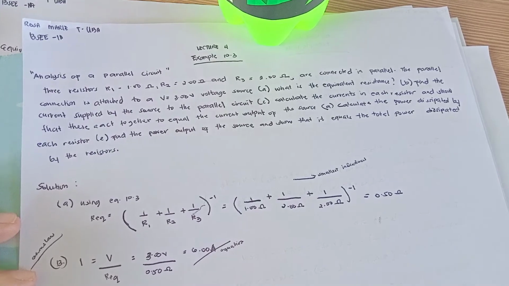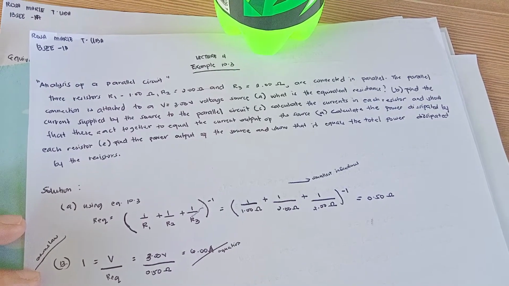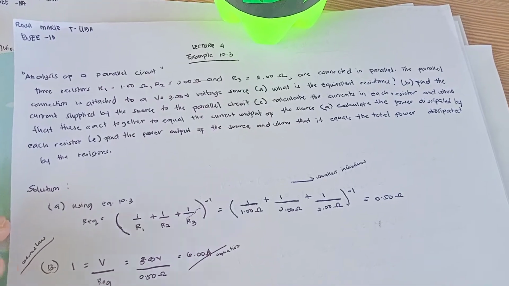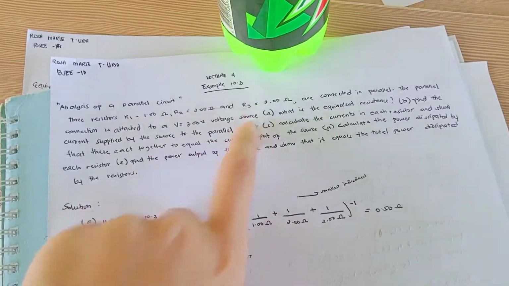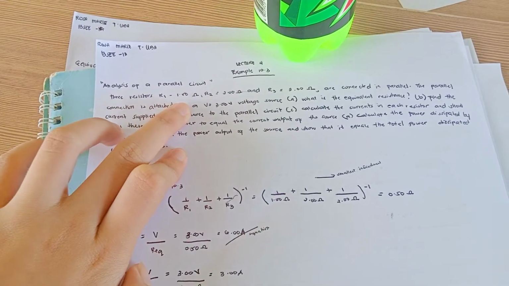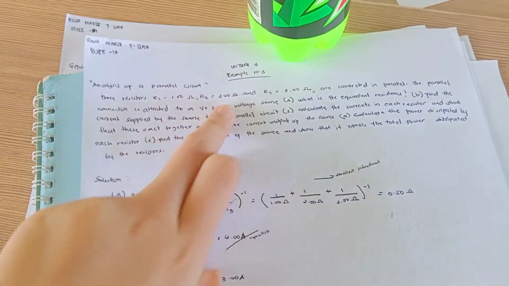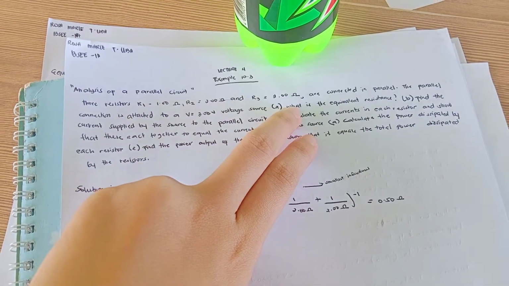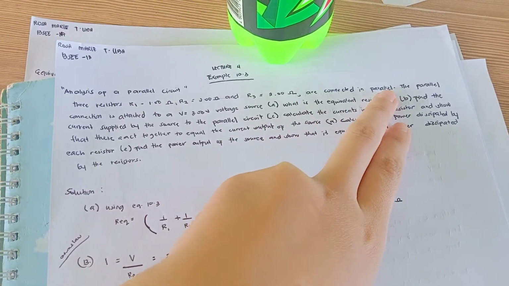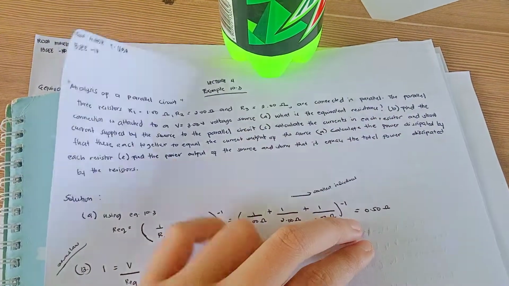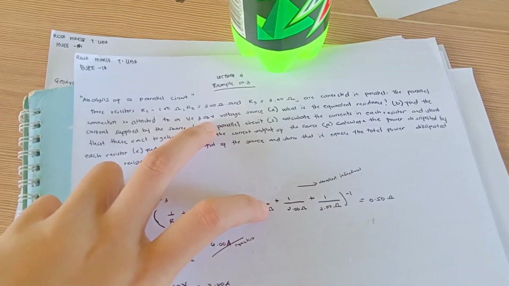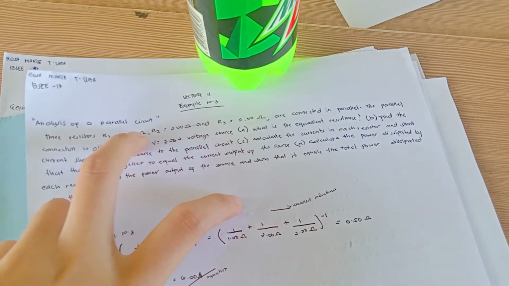So, let's proceed to example 10.3, lecture 4, analysis of a parallel circuit. There are three resistors: R1, R2, and R3. R1 is 1 ohm, R2 is 2 ohms, and R3 is also 2 ohms. R2 and R3 are connected in parallel. The parallel connection is attached to a voltage source of 3V.